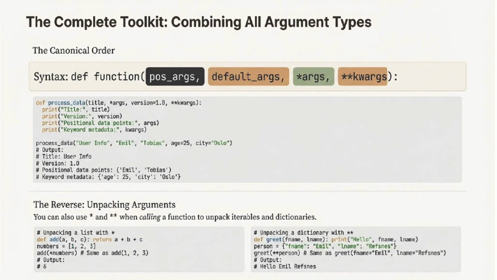When we call the function, the title is passed first, then names like Emil and Tobias go into the args and details like age and city go into kwargs. We can also use asterisk and double asterisk while calling a function for unpacking arguments. Using asterisk, we unpack a list into positional arguments. Using double asterisk, we unpack a dictionary into keyword arguments. This makes Python functions extremely flexible and powerful.